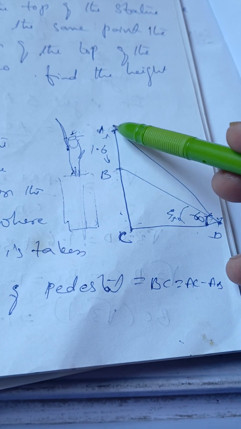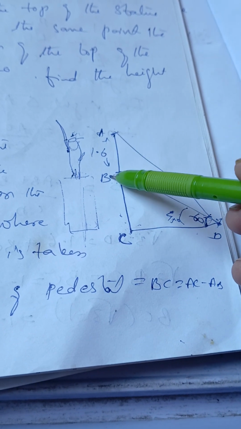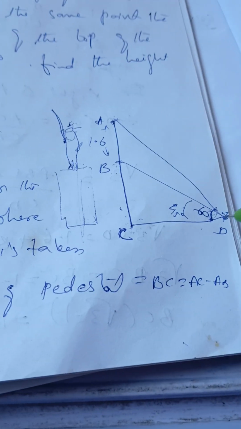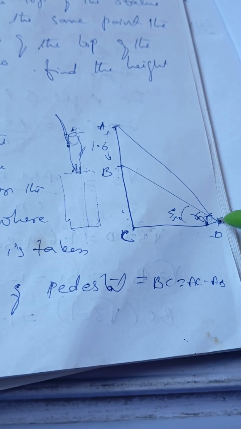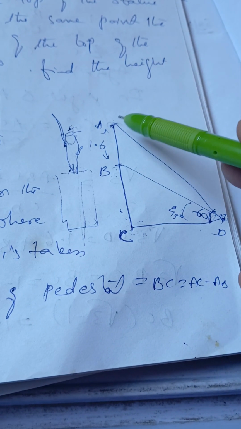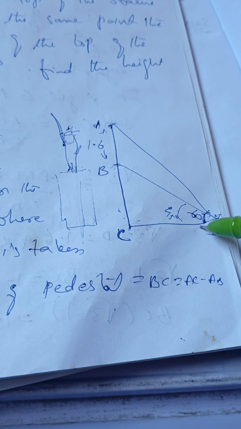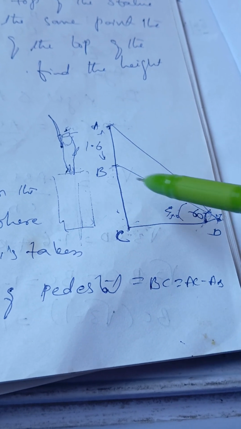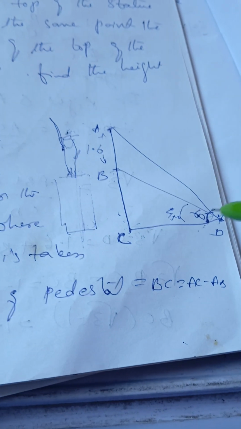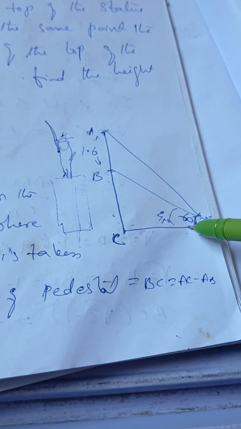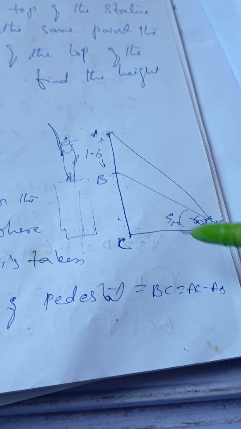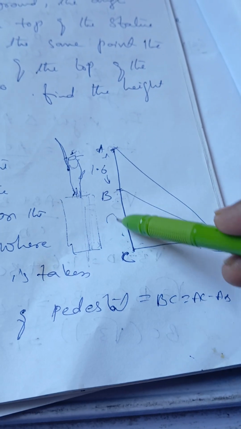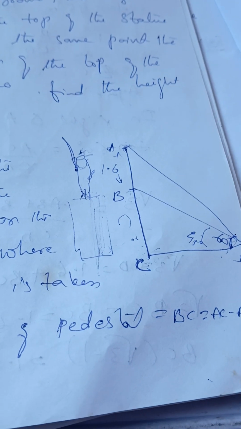So what it says here is that the height of the statue AB is 1.6 meters, and a point is formed on the ground. From the ground, when we see the top of the statue, it makes an angle of elevation of 60 degrees, and from the same point, if we see the top of the pedestal, it makes a 45 degree angle. So we have to find the height of this pedestal. The height of the pedestal is nothing but BC. So BC we have to find out.